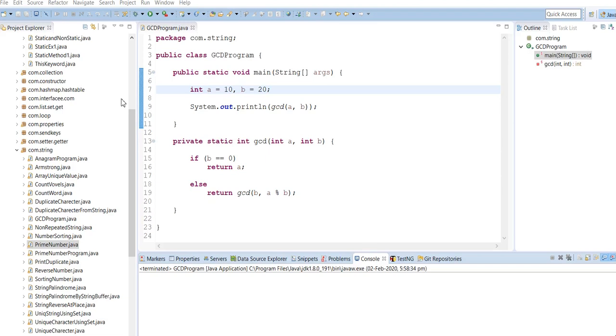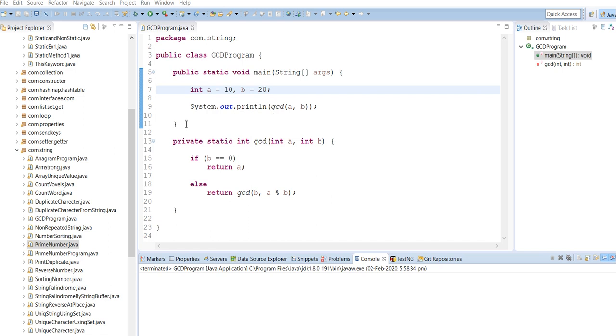I'm going to explain the GCD program, greatest common divisor, in Java. How do we create a GCD program in Java using two variables? Like LCM, the lowest common multiple, and GCD, these are the programs that are generally asked by the interviewer when we are going for an interview.